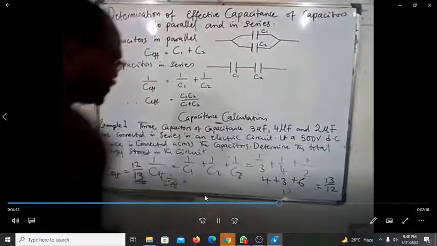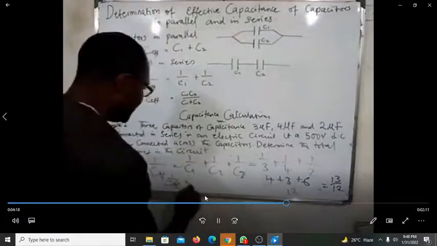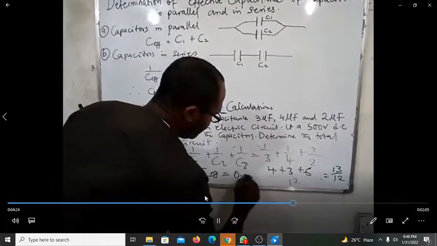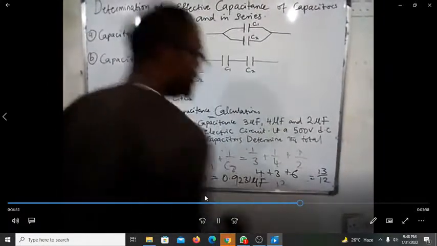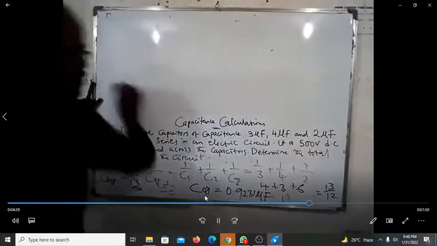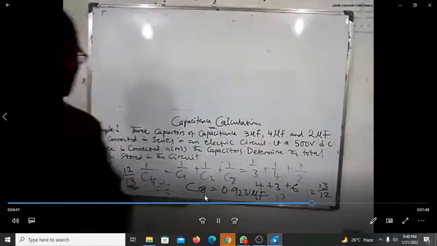What is the value of 12 over 13? Press your calculator. 0.923 microfarad. So we have effective capacitance C equal to 0.9231 microfarad. So that is the effective capacitance. Now we are supposed to find the value of what? What are we supposed to find? To determine the total energy stored.